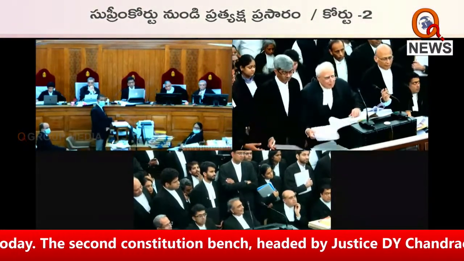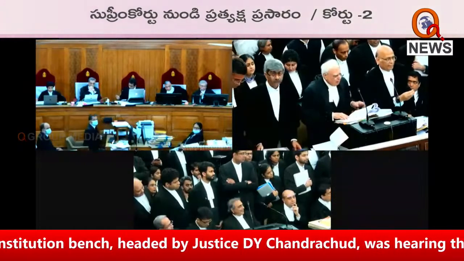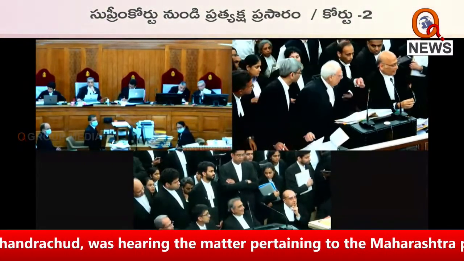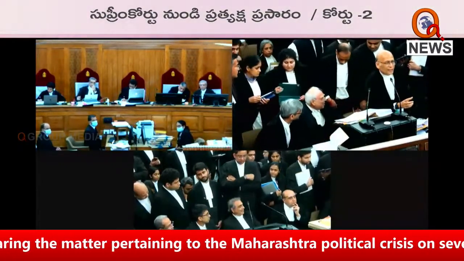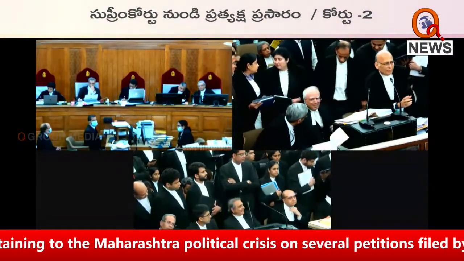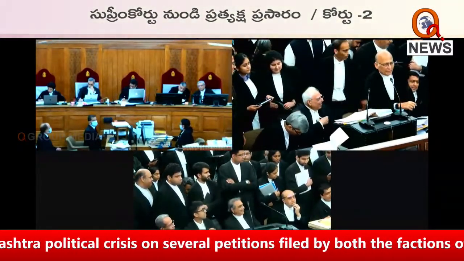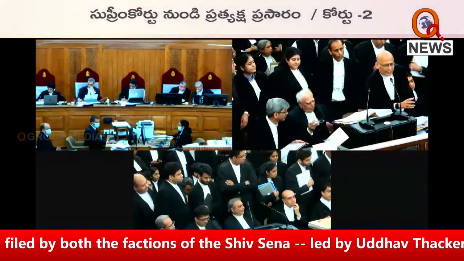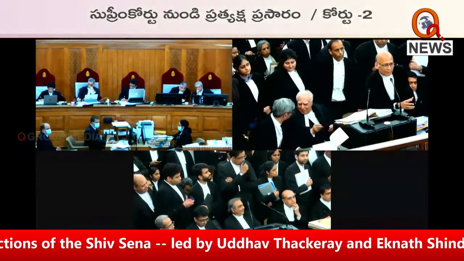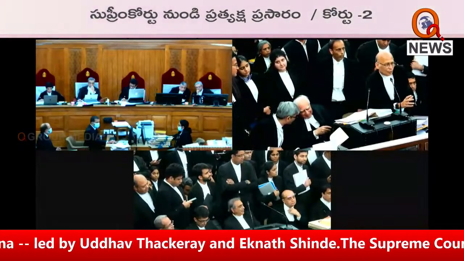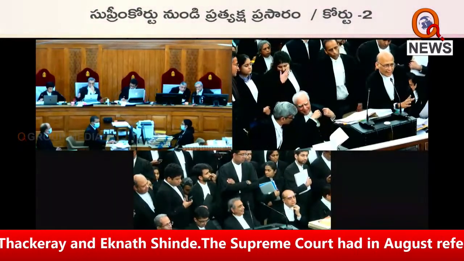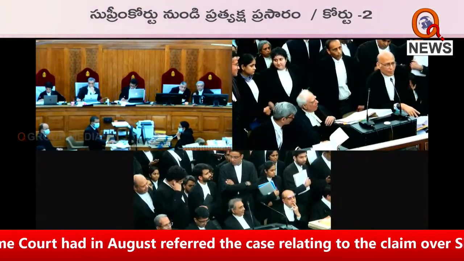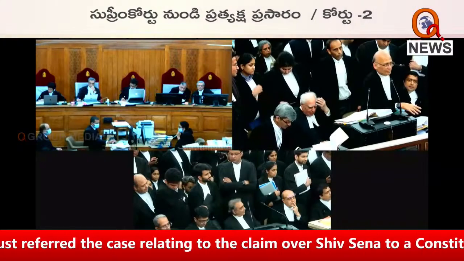I'll give it in point form. What is the crux of the case? The nature of the phrase "voluntarily giving up membership of the party." In actual practice, 90 if not 95% of acts or omissions coming under 2(1)(a) relate to activities outside the house by the very nature.